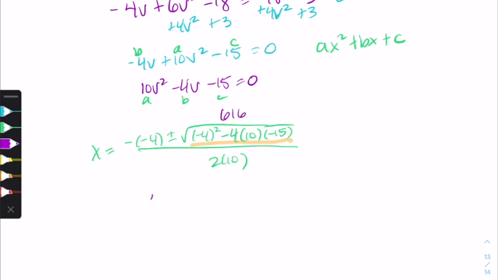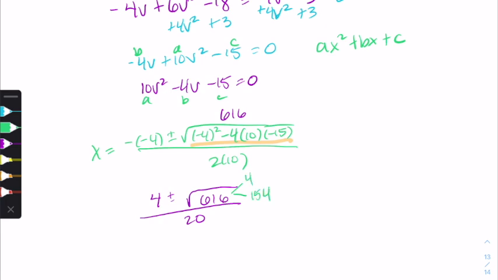So negative 4 is a positive 4 plus or minus the square root of 616. 2 times 10 is 20. Well, I'm going to take the square root of 616 to see if it's a perfect square. I get 24.8, which means it's not a perfect square. So now I'm going to break down 616. If you remember, one of the rules that I told you about is that if the last two numbers are divisible by 4, then the whole thing's divisible by 4. So I know 4 goes into 16, so that means that 4 goes into this whole thing.